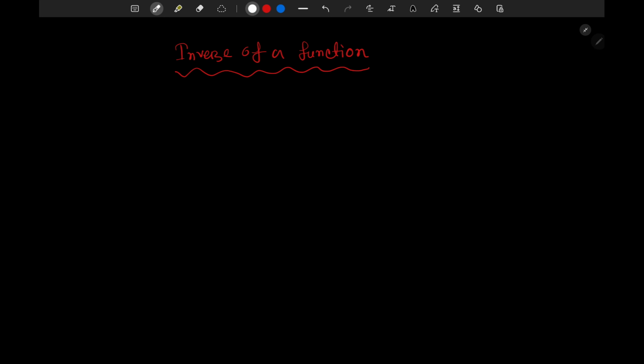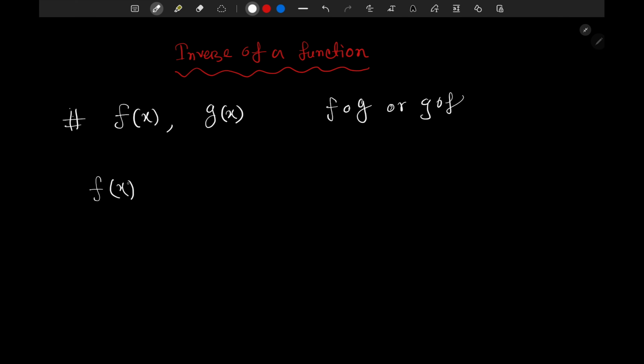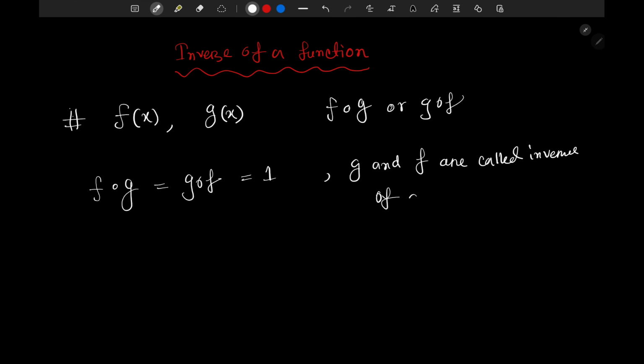We want to show you how to find the inverse of a function in a systematic way. So let me introduce what is an inverse of a function. Let's say you have a function f, and there's another function called g. Now you want to take the function composition, f of g, or g of f. If you ever get something like this, let's say f of g is equal to g of f, which is equal to 1, in that case, g and f are called inverses of one another.